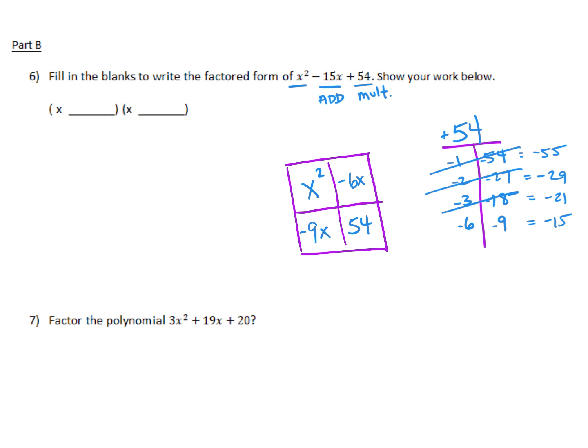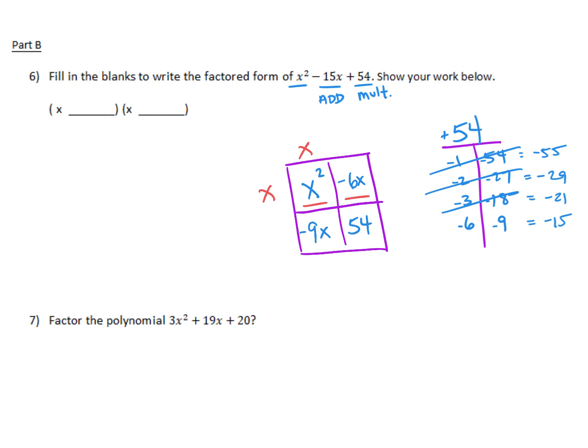Now the way we finish this is we figure out the GCF here. What goes into x squared and negative 6x? X does. Okay, now what would you have to multiply that x by to get x squared? You would have to multiply it by x. So you can figure out those two pretty quickly.